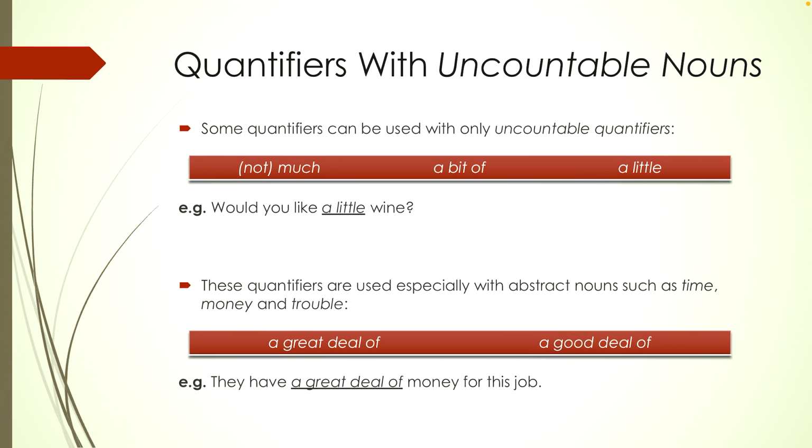These quantifiers are used especially with abstract nouns such as time, money, and trouble: a great deal of or a good deal of. For example, they have a great deal of money for this job. In the sentence, money is an uncountable noun because it's too general. If you talk about euro or dollar or Turkish lira, yes, it is a countable noun, but when talking about money, it is uncountable. Like I said, it is too general.